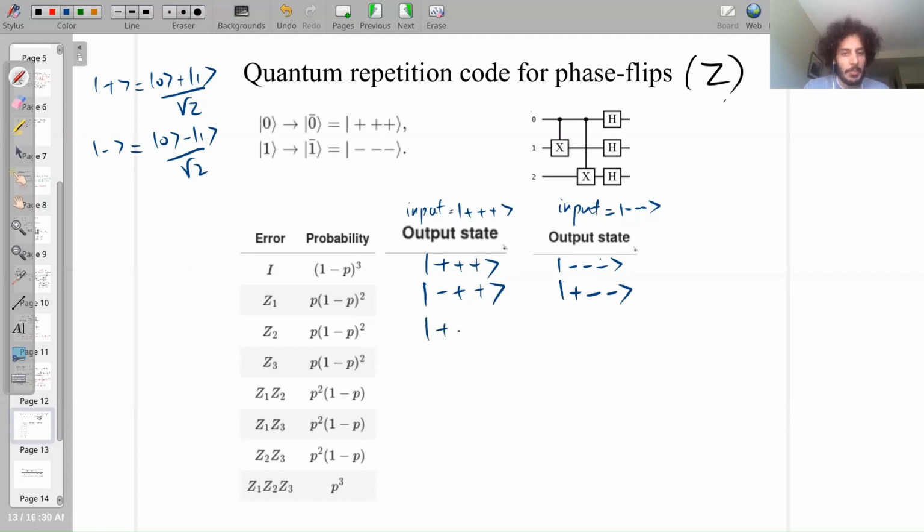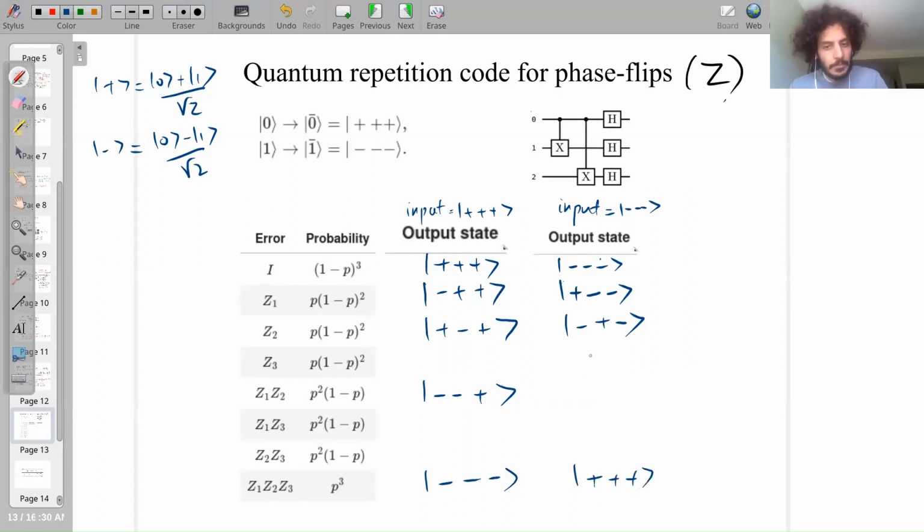Similarly, you can see that you get a plus minus plus and a minus plus minus, right? And similarly, you can keep going down. Over here, you will get a minus minus plus. Over here, you get a minus minus minus. Over here, you get a plus plus plus, right? And so on and so forth.